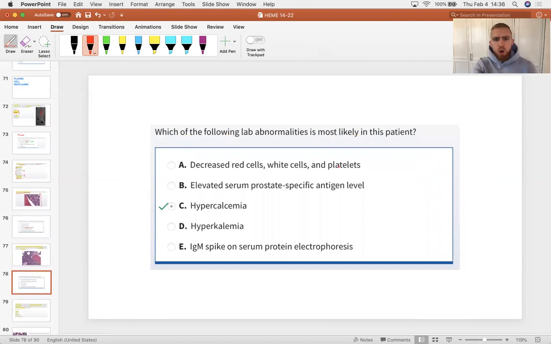So then the question is, what lab abnormality do you most likely see? And so because you know that hypercalcemia and lytic bone lesions are part of the constellation of myeloma, you're going to say hypercalcemia.